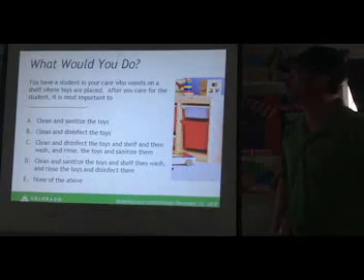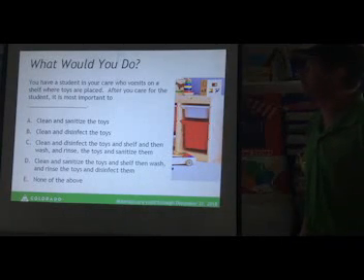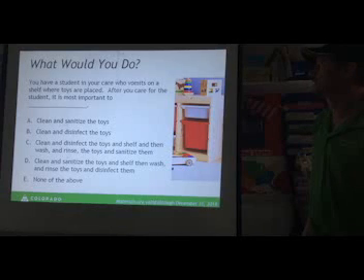All right, you have a student in your care who vomits on the shelf where toys are placed. What are you going to do about this?